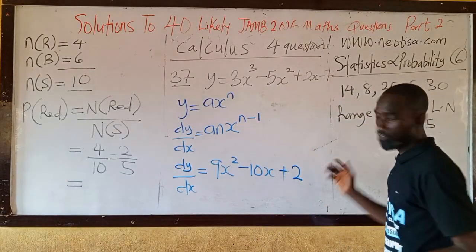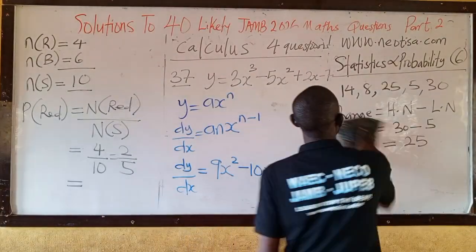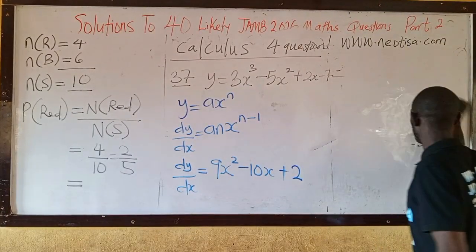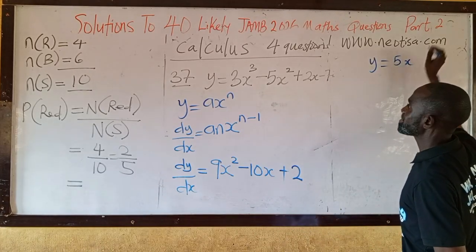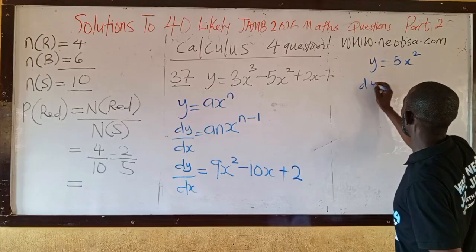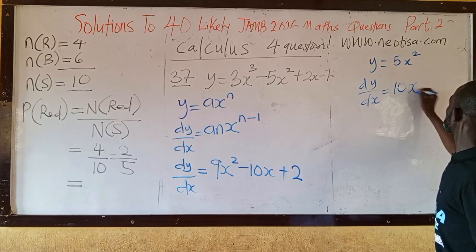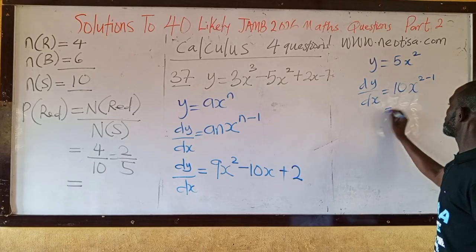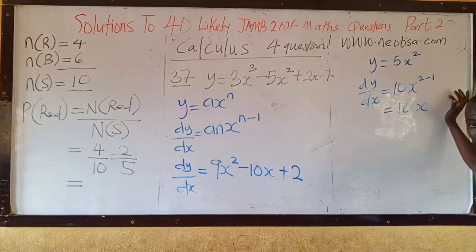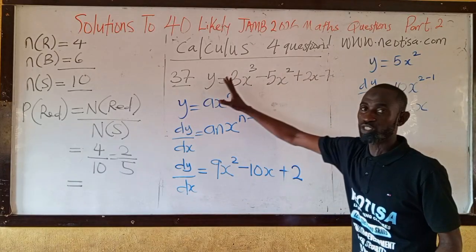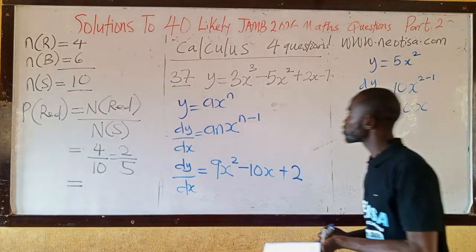Look at this. Suppose I have y equals 5x squared. What is dy/dx? This will be 2 times 5, 10, with x to the power 2 minus 1, so 10x. But here I have a combined expression. This is what we call the derivative of a sum, the sum rule.